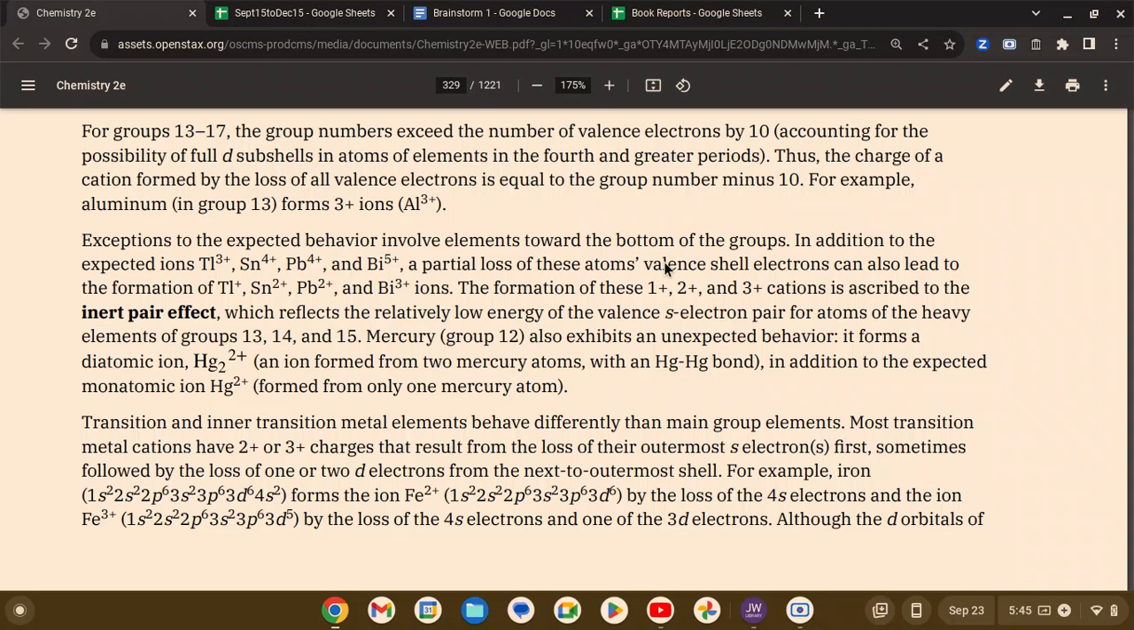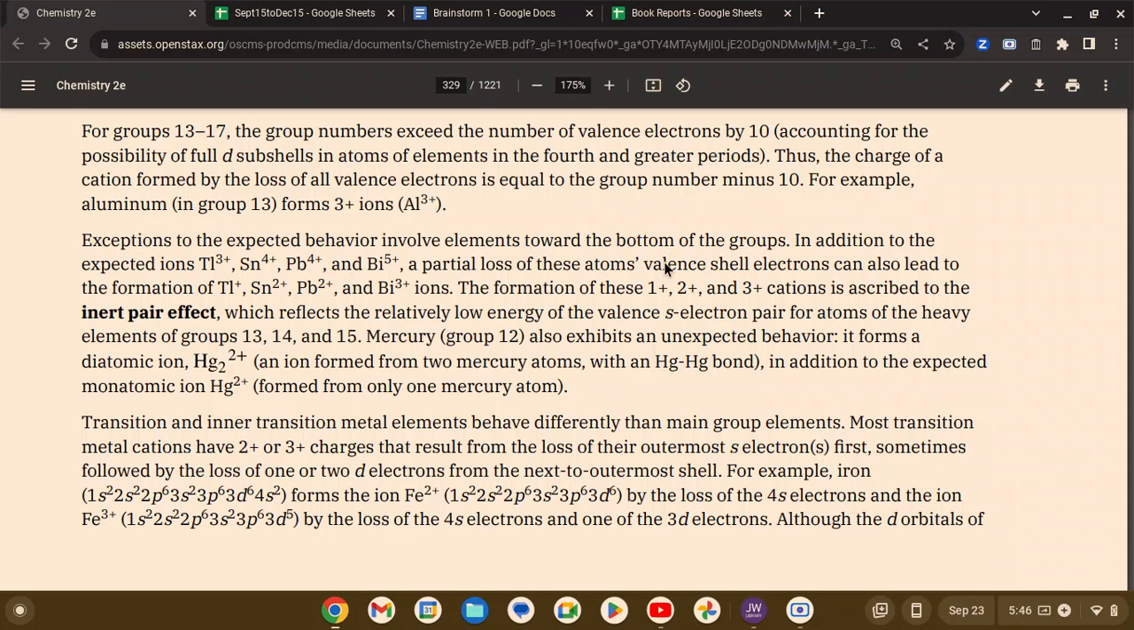Exceptions to the expected behavior involve elements toward the bottom of the groups. In addition to the expected ions, thallium, tin, lead, and bismuth, a partial loss of these atoms' valence shell electrons can also lead to the formation of other ions. The formation of these +1, +2, and +3 cations is ascribed to the inert pair effect, which reflects the relatively low energy of the valence s electron pair for atoms of the heavy elements of groups 13, 14, and 15.